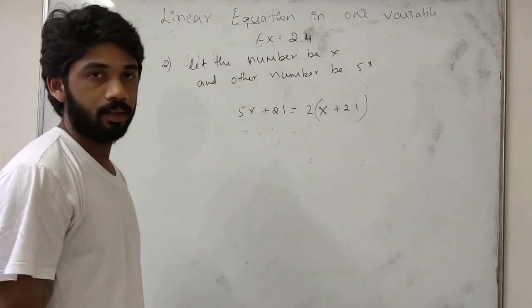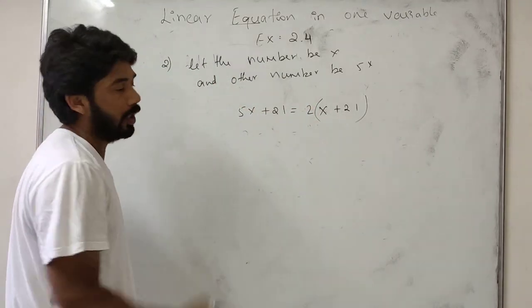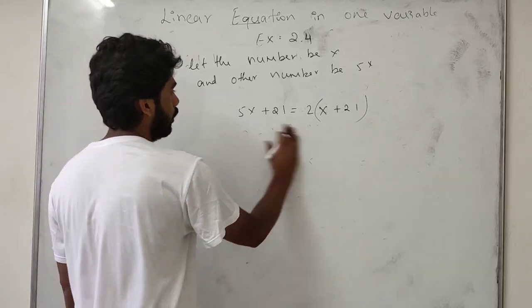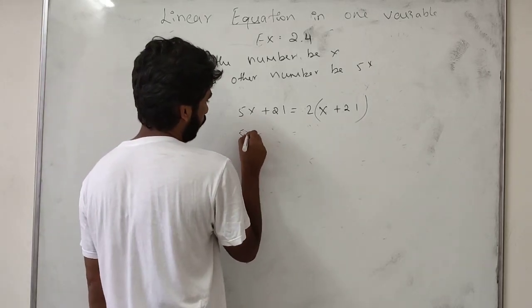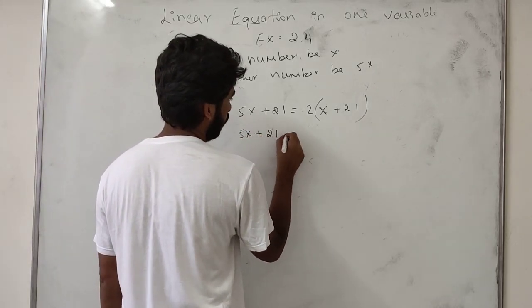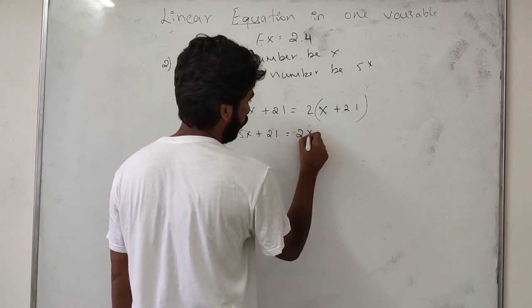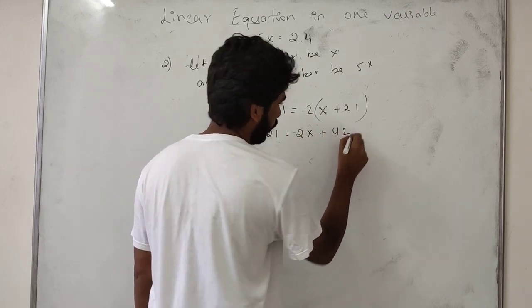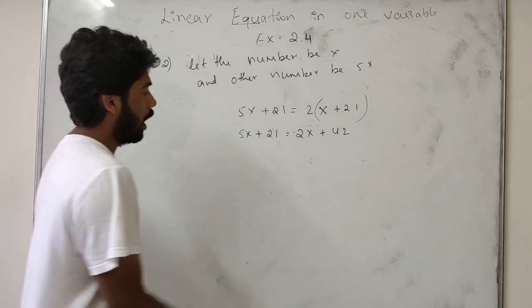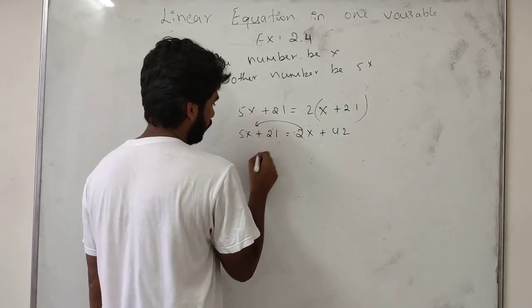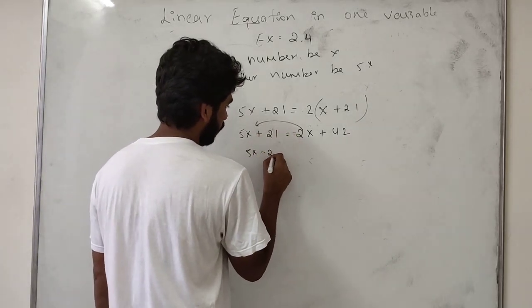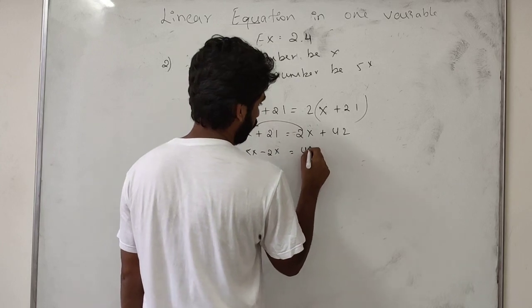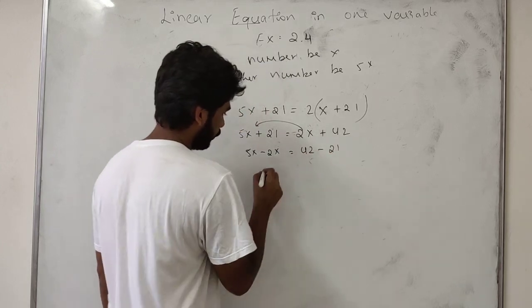This is a question. Okay students, we have to find the value of x. So what will we do? First we will take it in the normal form: 5x plus 21 is equal to 2x plus 42. Afterwards, take this side: 5x minus 2x is equal to 42 minus 21.